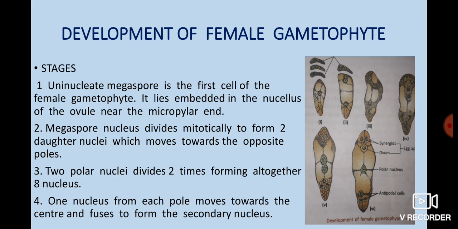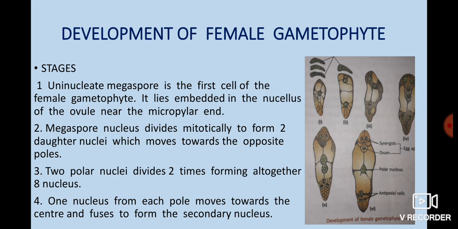In microspore it was asymmetric division, but in case of megaspore it has to be mitotic division to produce two daughter nuclei, which move towards the opposite poles. So two daughter nuclei are produced, which will move towards the opposite poles. Two polar nuclei divide two times, forming altogether 8 nuclei.